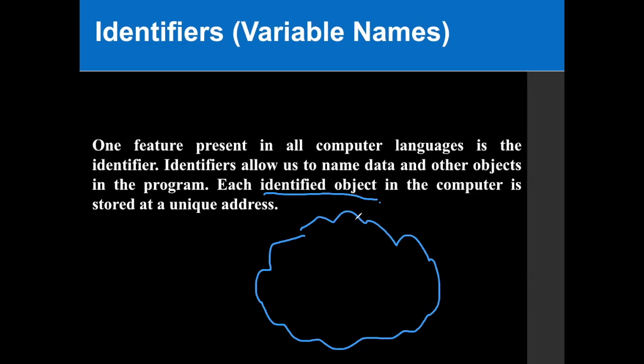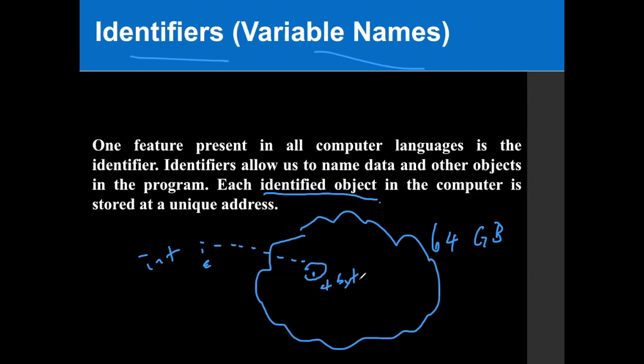Let's just assume that this is the memory cloud. Let's say this is 64 gigabytes and what have you. Now there is a blip in here, and that represents, let's say, an integer, I. So this I is what we call the identifier. And this identifier occupies this memory space here. This memory space is 4 bytes, and it has a memory address, let's say 0xFA1.